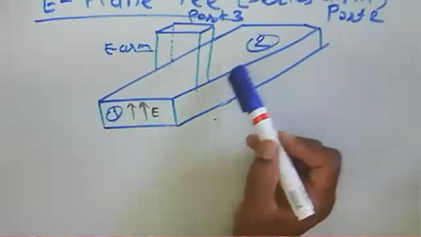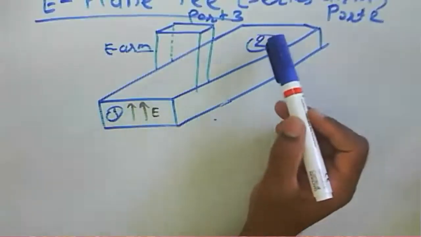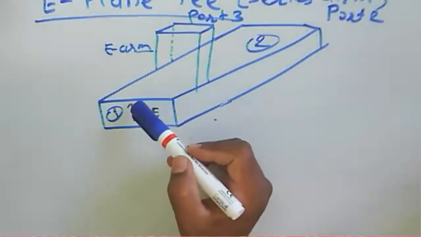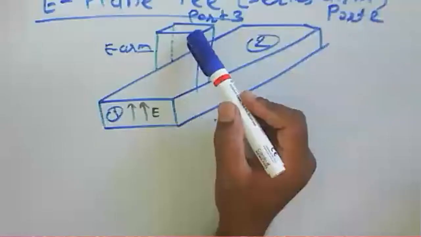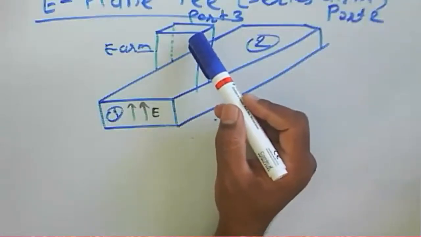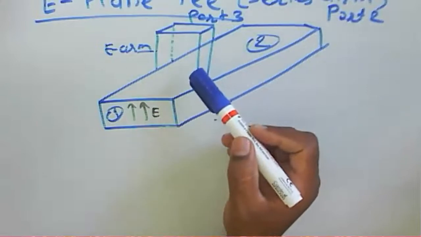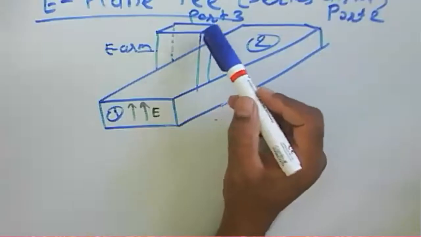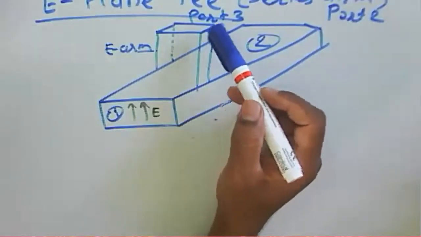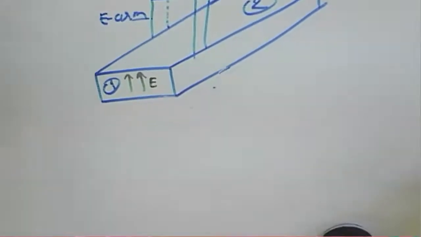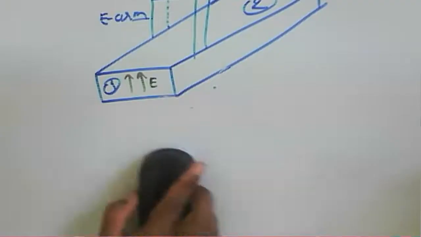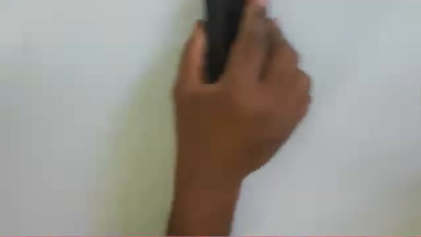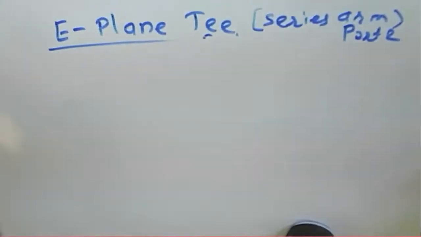If it is out of phase, with a difference between port 1 and port 2 signals, then power will be combined at port 3, so we'll get some output. If it is equal phase, then the power output at port 3 will be 0. Meaning the E plane T acts as a power combiner. So now our aim is to obtain the S matrix for the E plane T.